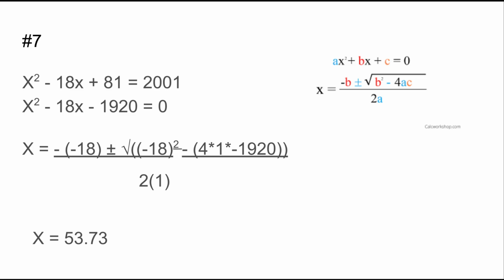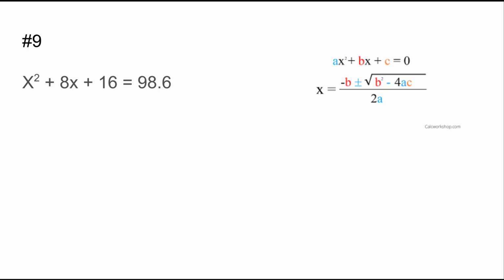Let's type it in again, except subtracting this time. Negative 18 minus the square root of negative 18 squared minus 4 times 1 times negative 1920, enter, divided by 2, equals negative 35.73. These are our two solutions to this equation.